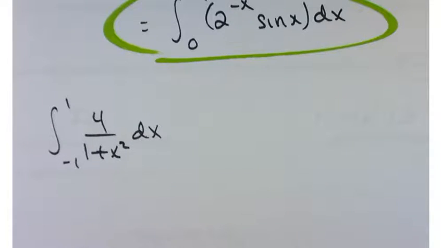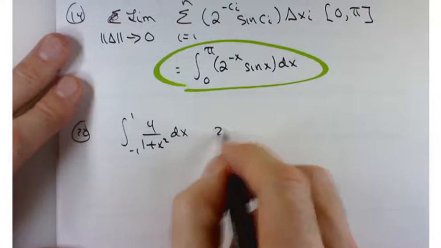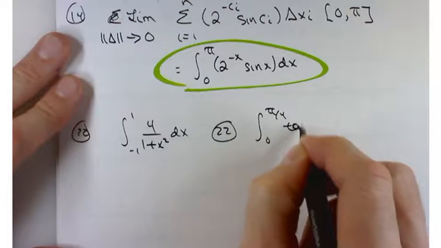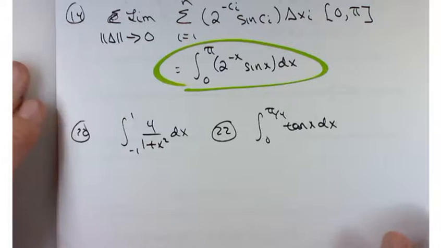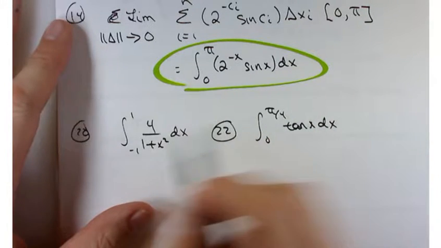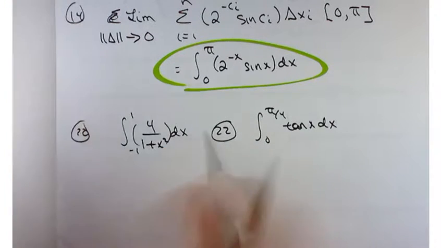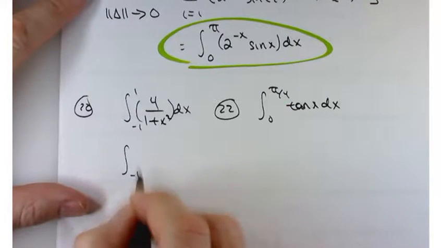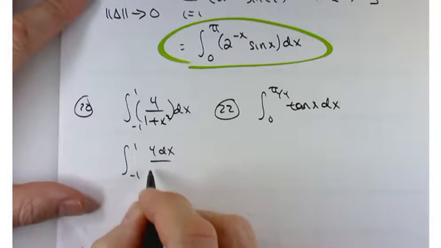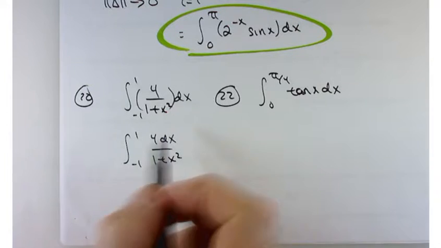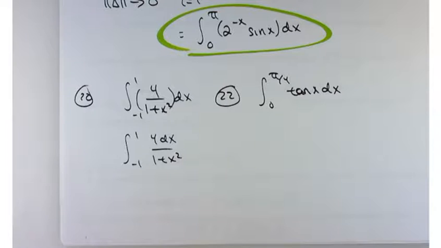So, problem 22. The integral from 0 to pi over 4 of tangent of x dx. And that's it. Done. You don't necessarily need parentheses. I put parentheses around this one. You know, I could put parentheses around this one. It's just to kind of keep your function in the differential straight. But you'll also see me write things like this: negative 1 to 1 of 4 dx over 1 plus x squared. So it's fine. As long as that dx is there someplace, I'll be happy. All right?